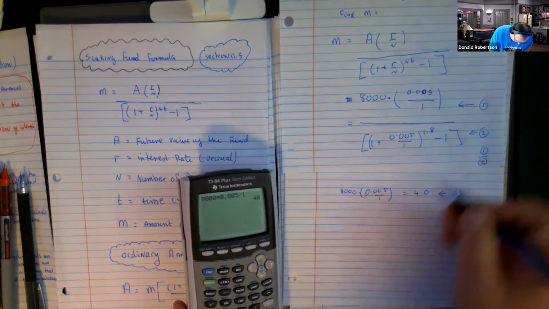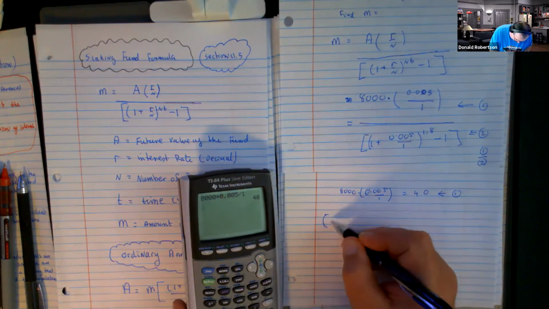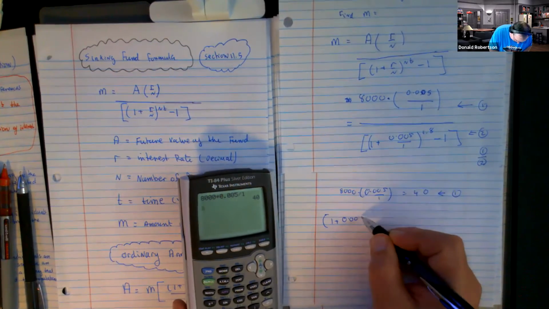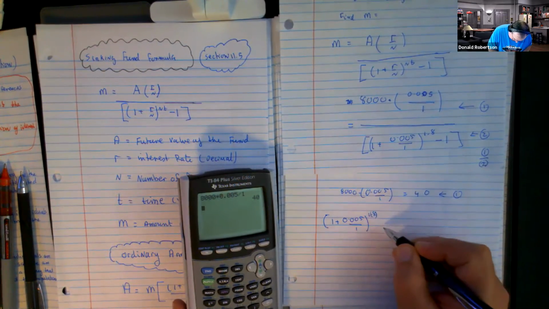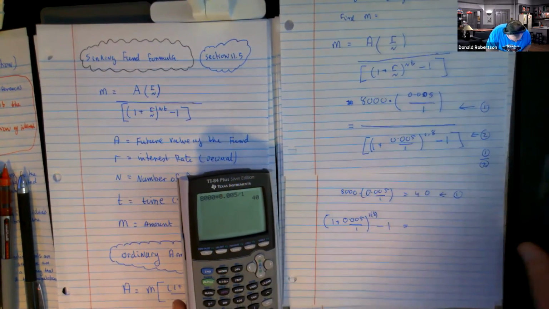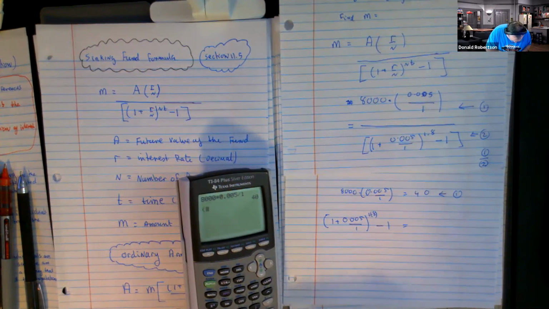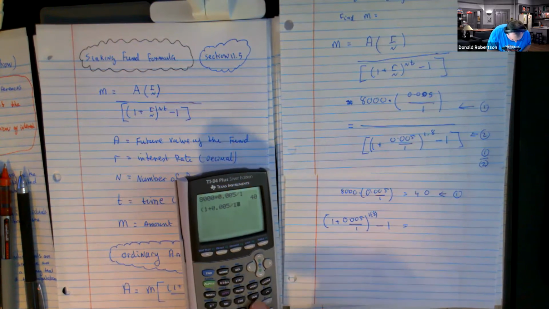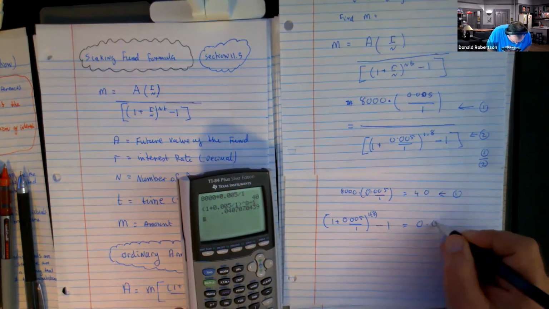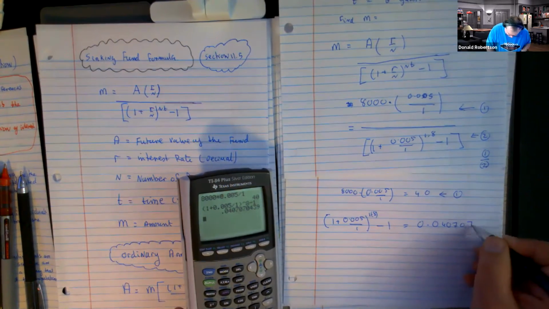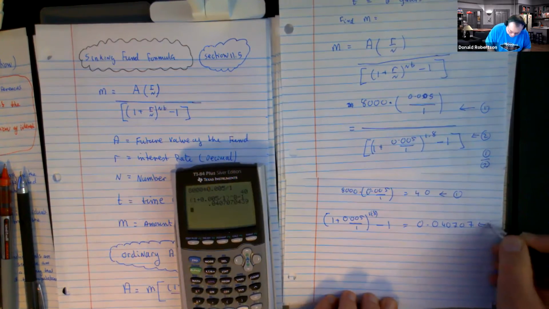Now the bottom bit is 1 plus 0.005 over 1, to the power of 1 times 8, and then you take away 1. Let's see what that looks like. Put it in a bracket: 1 plus 0.005 divided by 1, close the brackets, to the power of 1 times 8, which is just 8. Then take away 1. And this comes out to be 0.040707. And that's number 2.